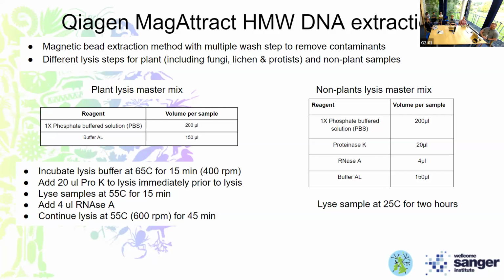and then continue lysis for a further 45 minutes. For non-plants, similar reagents, but we just want to make one large master mix, so 200 microliters of PBS, 20 microliters of proteinase K, 4 microliters of RNase A, and 150 microliters of buffer AL. This reagent master mix is added to our samples, and they're lysed for 2 hours. Something we haven't shown you yet, but we've talked about, is our power meshing technique for disruption. In our next video, we will have a clip of that.